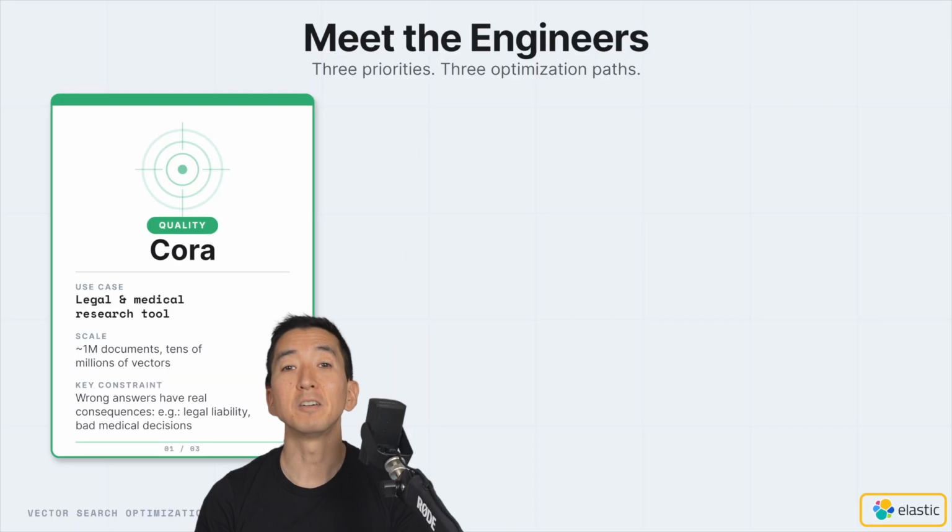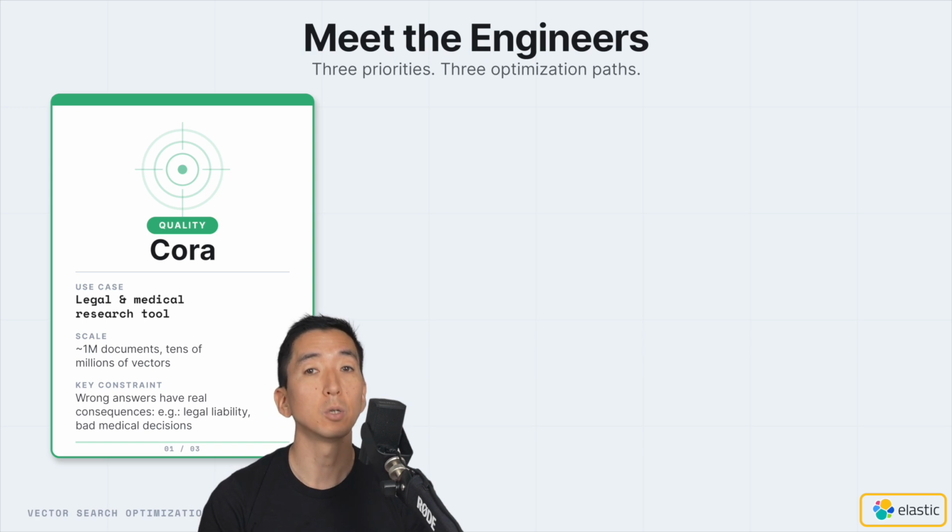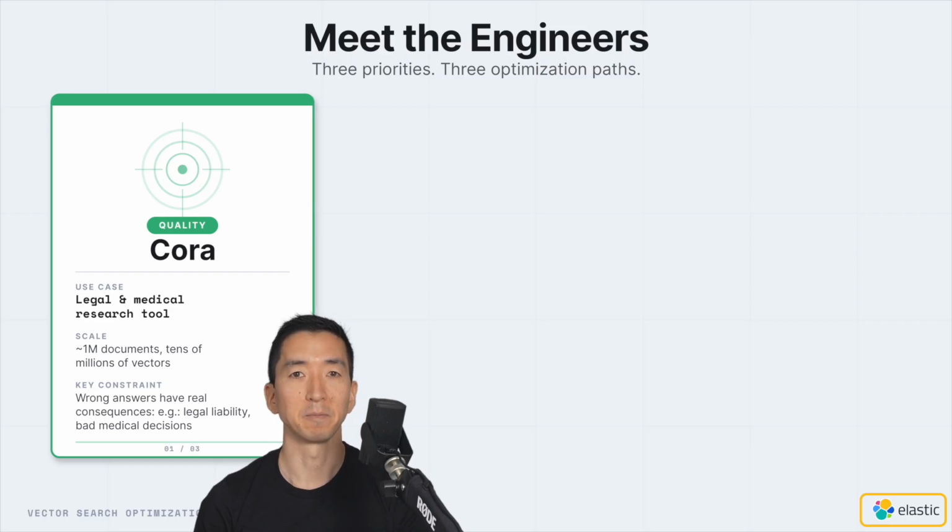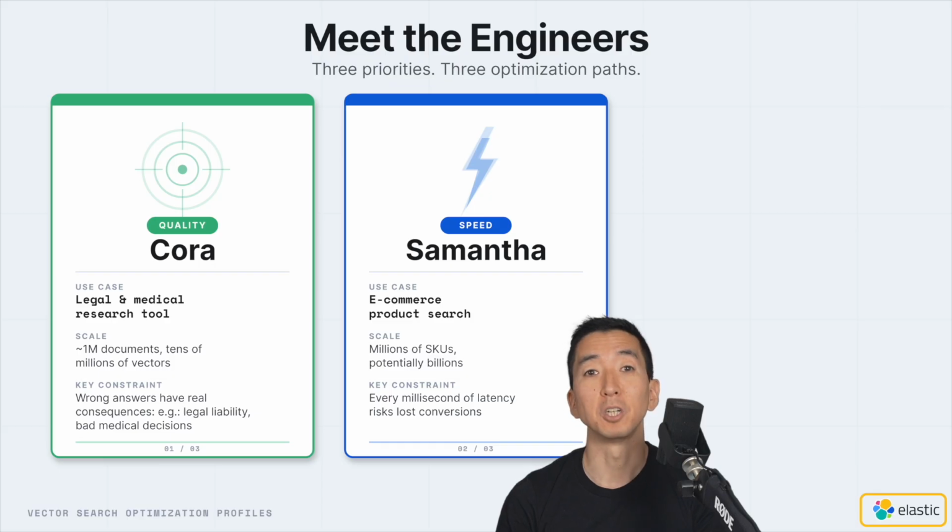Cora is building a legal and medical research tool. She's working with about 1 million documents, each containing long, dense filings and studies. So after chunking, that becomes tens of millions of vectors. What matters the most to Cora is search quality. If her tool returns the wrong case or study, someone makes a bad decision. Maybe that leads to a lawsuit or a medical research goes down the wrong path. Quality above everything.